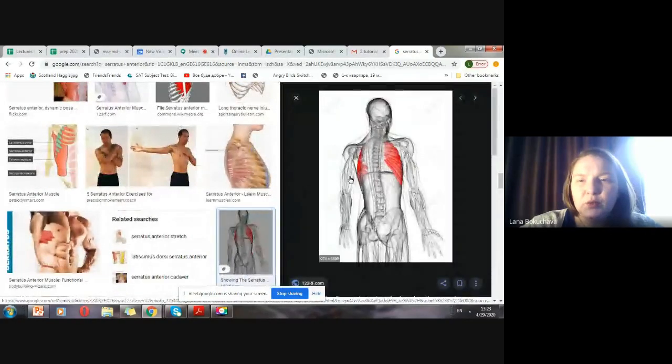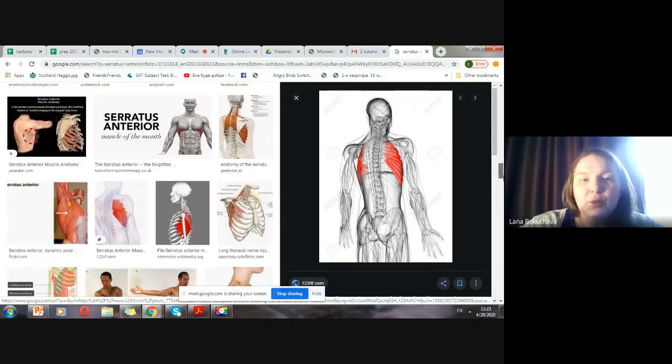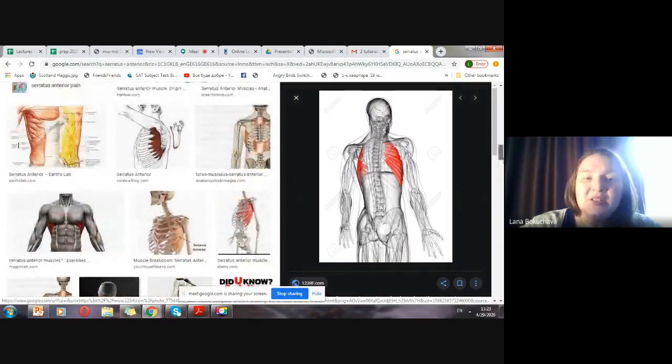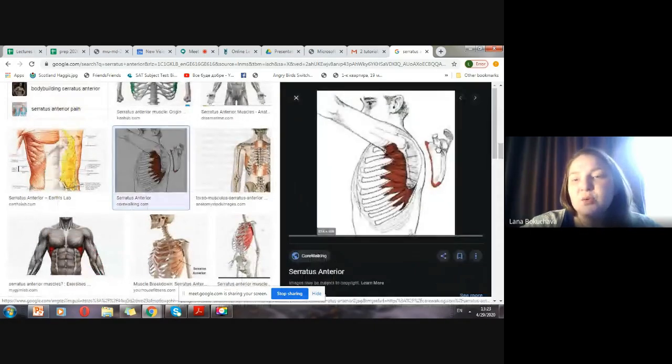Okay, maybe here it will be better seen. So you see, it is surrounding the thoracic wall and passing under the portion of the clavicle, under the portion of the scapula, and attaches to the scapula's medial border. So not the lateral one, not the outside one, but particularly the medial border. That's what is also seen here. So literally the part of the medial border of the scapula is mainly the place for the attachment.